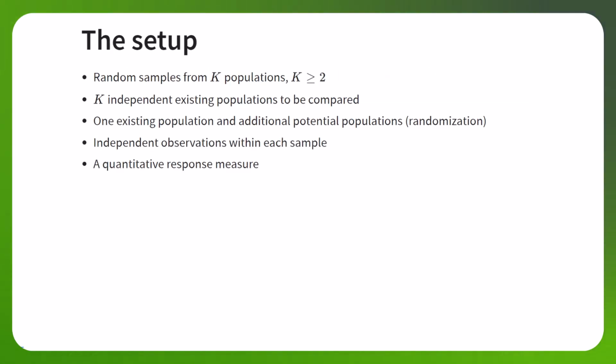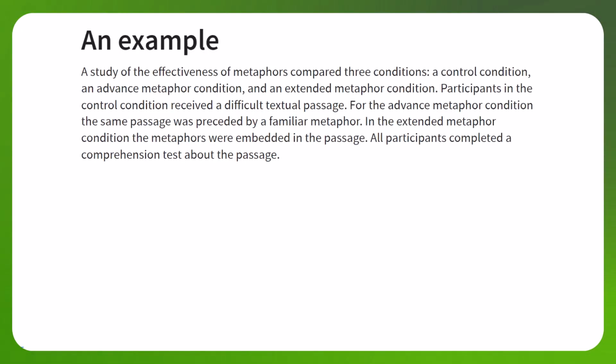Here's the setup. We have random samples from K populations. K can be greater than or equal to 2. That might mean that we have K independent existing populations to be compared and we sample from each of those, or it may mean that we sample from one population and then represent potential populations by randomizing the participants in our one sample into multiple samples. We have independent observations within each sample and a quantitative response measure.